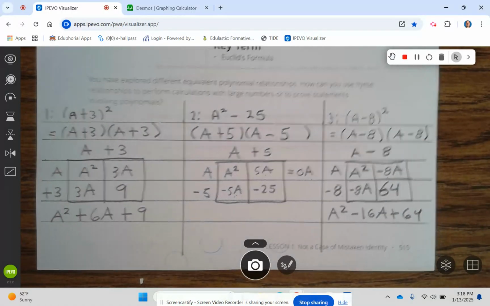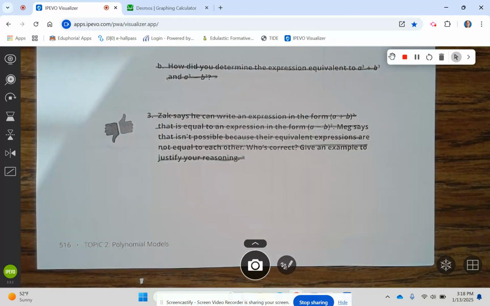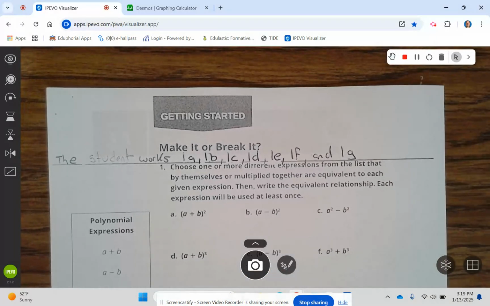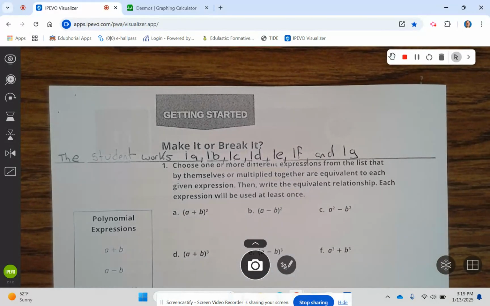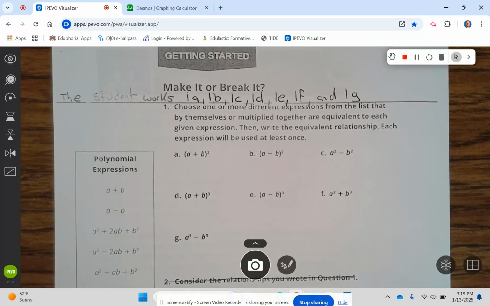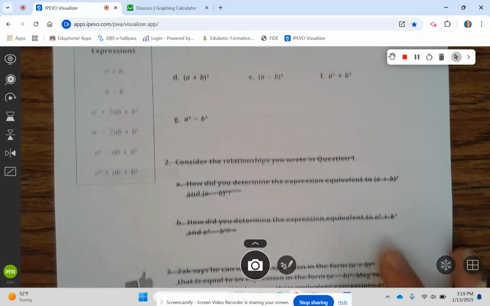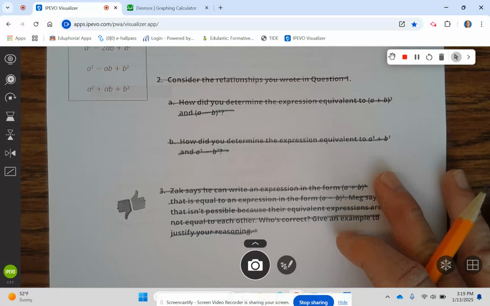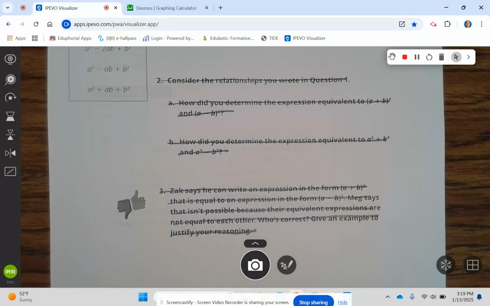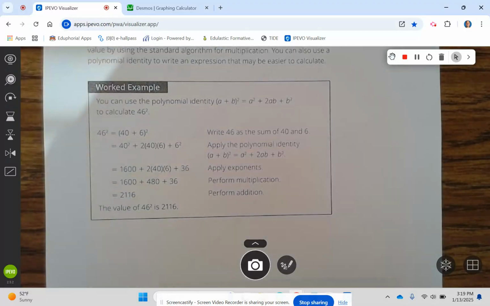All right, let's take a look at the next page. Make it or break it. The student works 1A, 1B, 1C, 1D, 1E, 1F, and 1G. All right, go ahead and mark out the remaining questions on this page. Let's take a look at the next page.